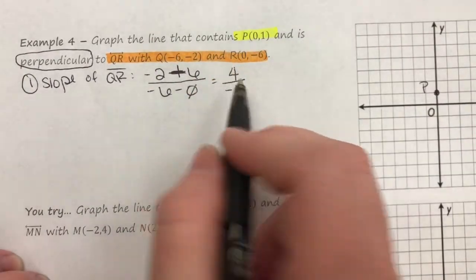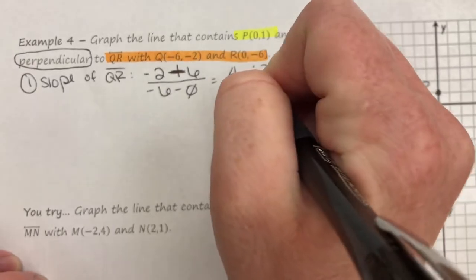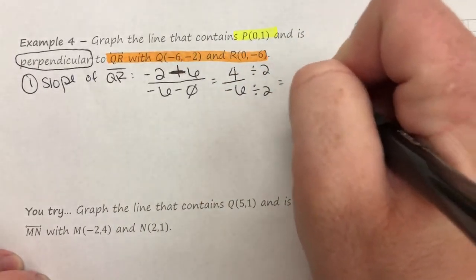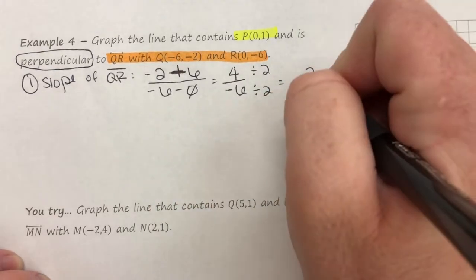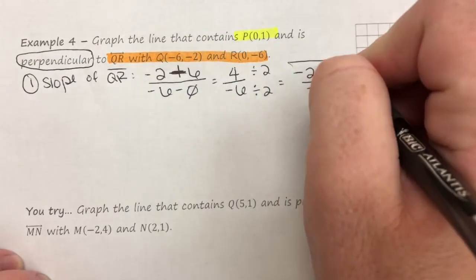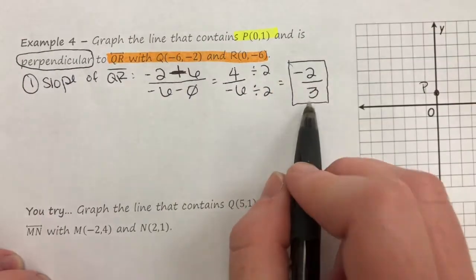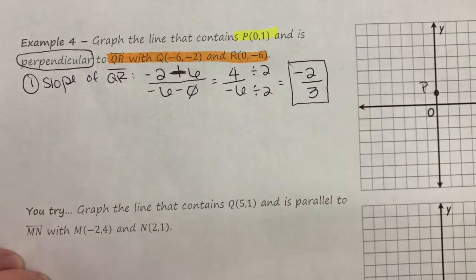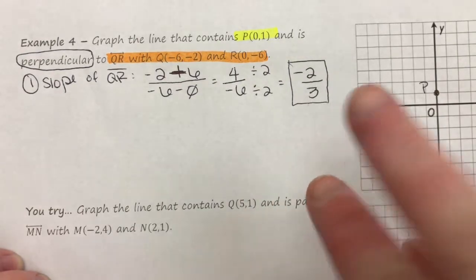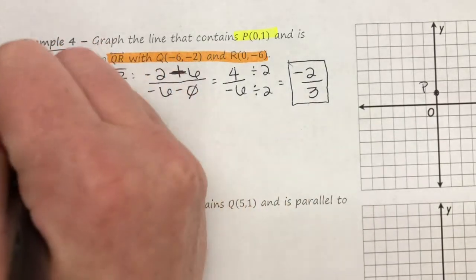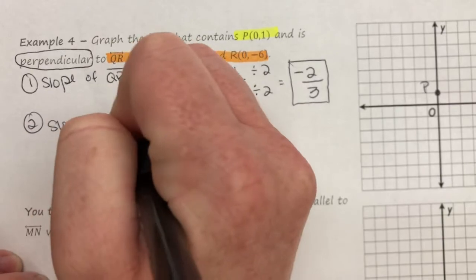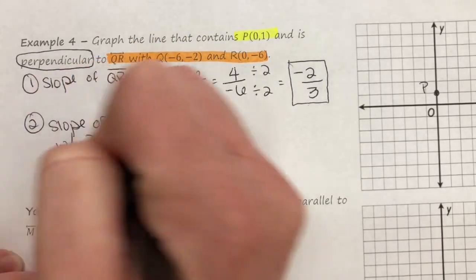So when we simplify this, we can divide the top and the bottom by 2. 4 divided by 2 is 2. -6 divided by 2 is -3, and that negative is going to float up to the top. Okay, so this is the slope of QR, but our slope going through point P is perpendicular, meaning it has a negative reciprocal slope. So slope of line with P.